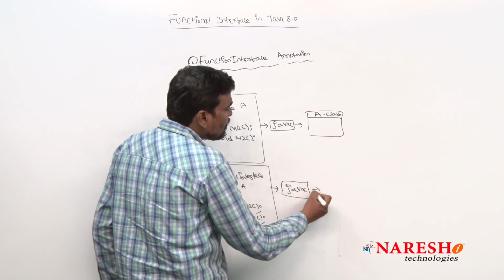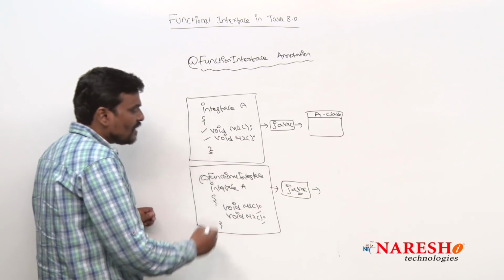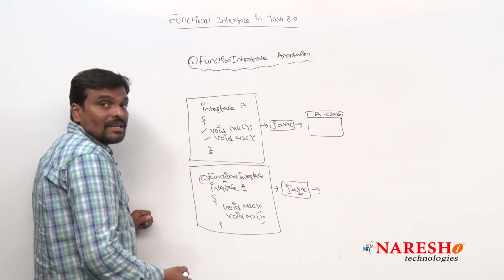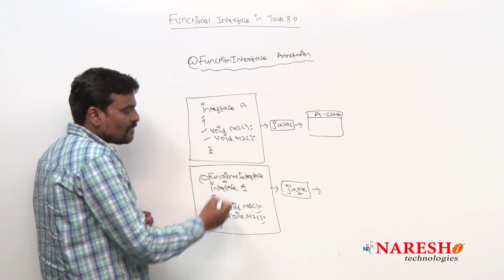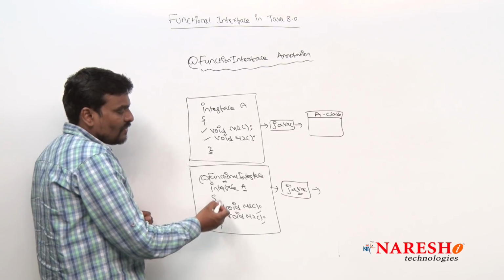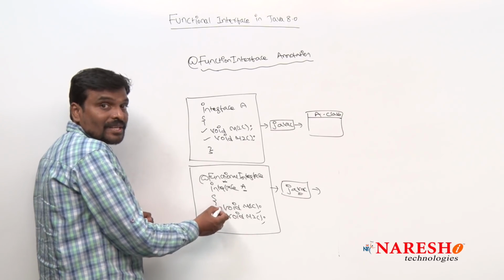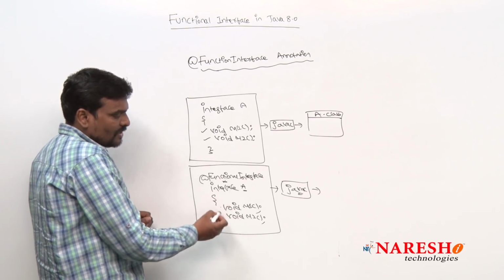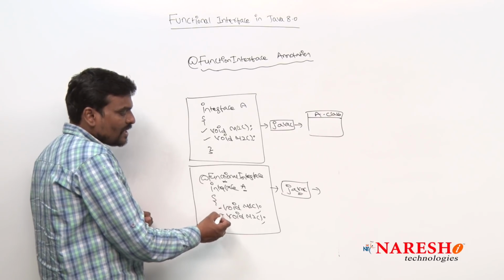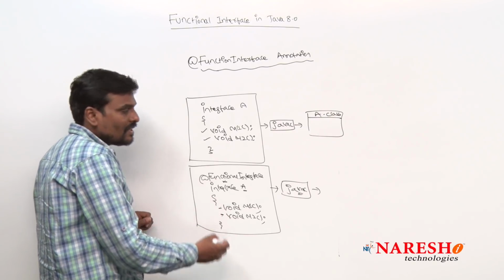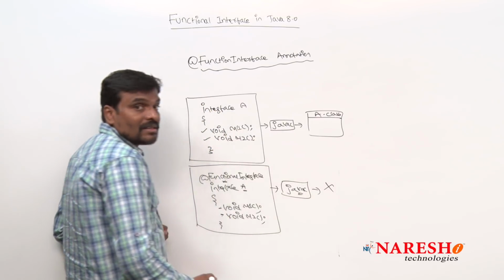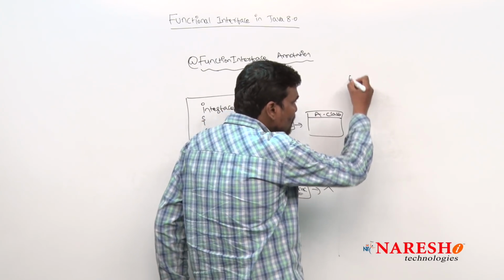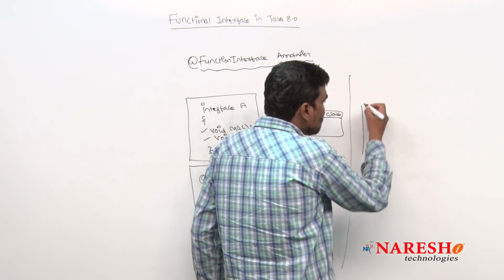The compiler gives an error because you are telling the compiler that this interface is a functional interface. Then your compiler verifies that this functional interface has only one abstract method. But if you see this interface, it has how many abstract methods? Two. Then the compiler gives what here? Error. So a functional interface must have only one abstract method.